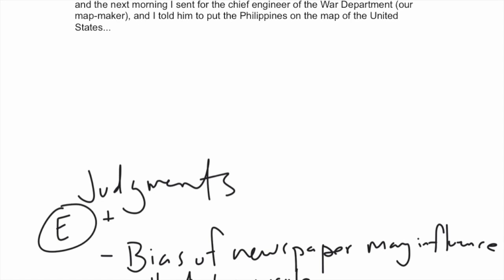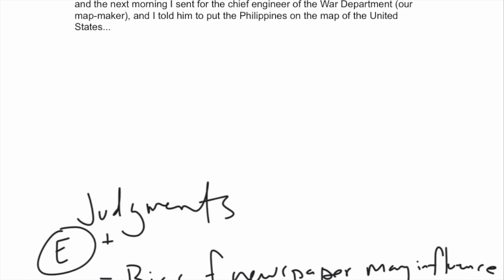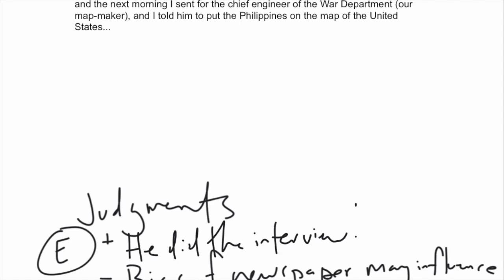I also want to determine why Rusling may be reliable. To me, Rusling is reliable because he did this interview. So I'm going to write that. He did the interview. Meaning these are the president's words. I'm going to have to abbreviate.